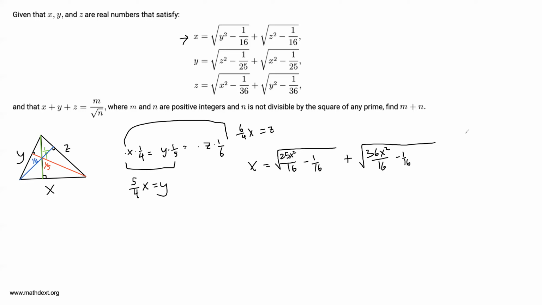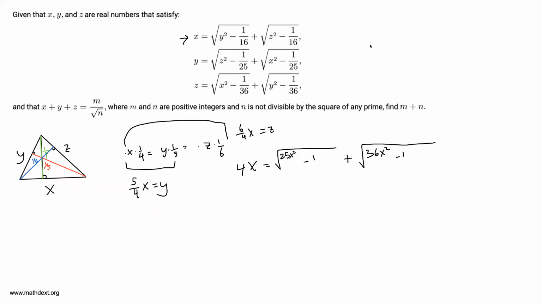To start off, we multiply both sides by 4 to get 4x is equal to 4 times this thing. And what this 4 does is it distributes to each of these and removes the 16 from the denominator. So if you can sort of imagine getting rid of this 16 and this 16, this 16 and this 16, what we've done is we multiply this right-hand side by 4. We have 4x is equal to the square root of 25x squared minus 1 plus 36x squared minus 1.